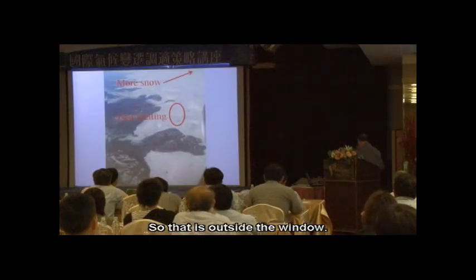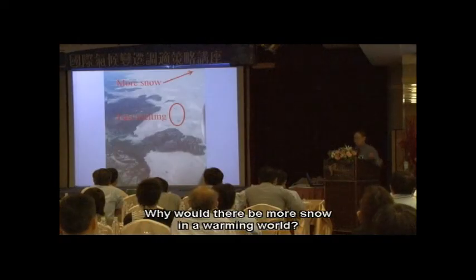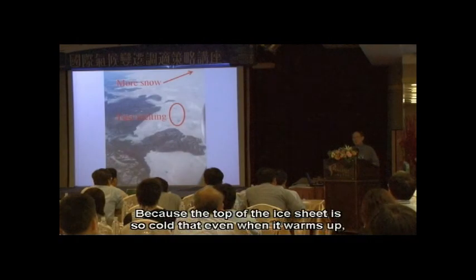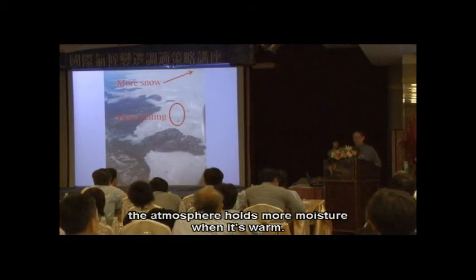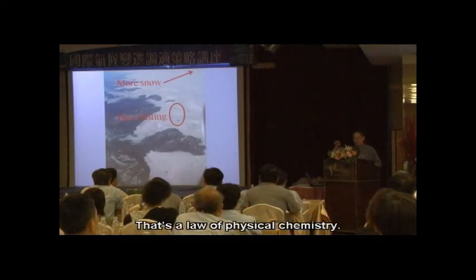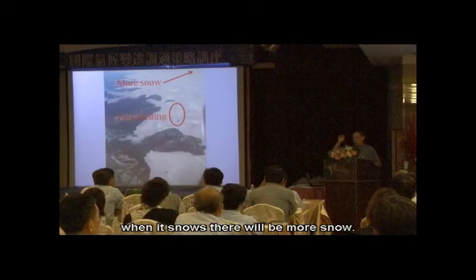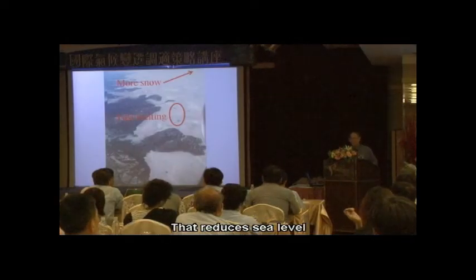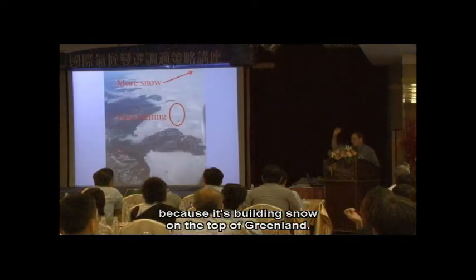So that is outside the window. Why would there be more snow in a warming world? Because the top of the ice sheet is so cold that even when it warms up, it is still below freezing. The atmosphere holds more moisture when it's warm. That's the law of physical chemistry. So if it's still below freezing, when it snows, there'll be more snow. That reduces sea level because it's building snow on the top of Greenland.